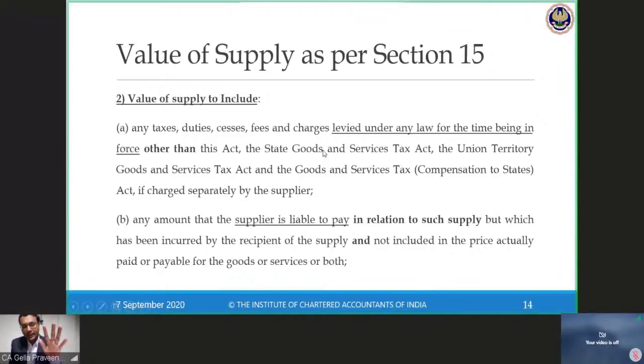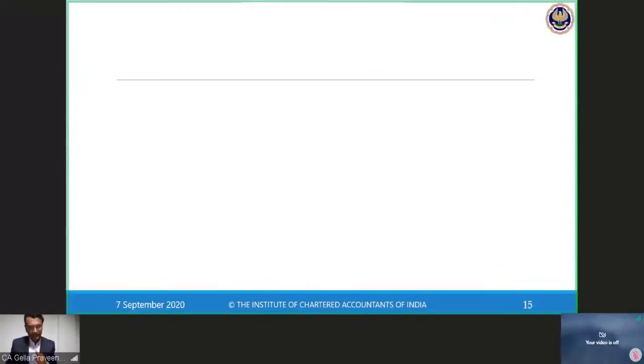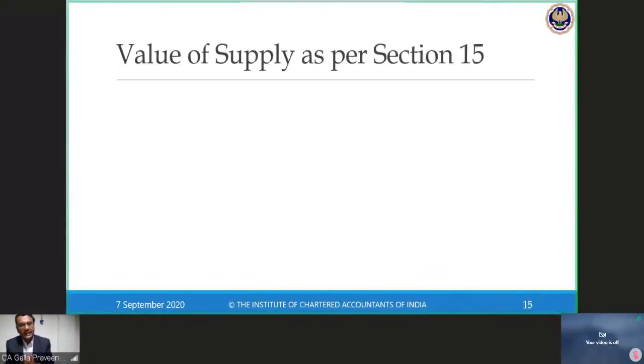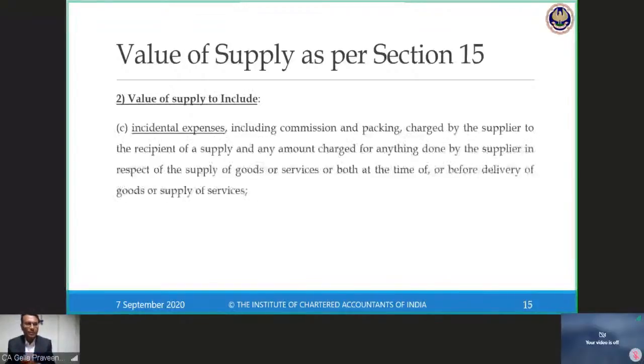Now, 15.2 fairly says that if there is money which is spent, then let that be added back. Please note, I have underlined something: the supplier is liable to pay, in relation to such supply. If the supplier is liable to pay, but it was paid by the recipient, 15.2 says bring it back and add it in your transaction value, if you have not considered it for the purpose of valuation. When we go to the working notes, I'll also pick up one example to get more clarity.